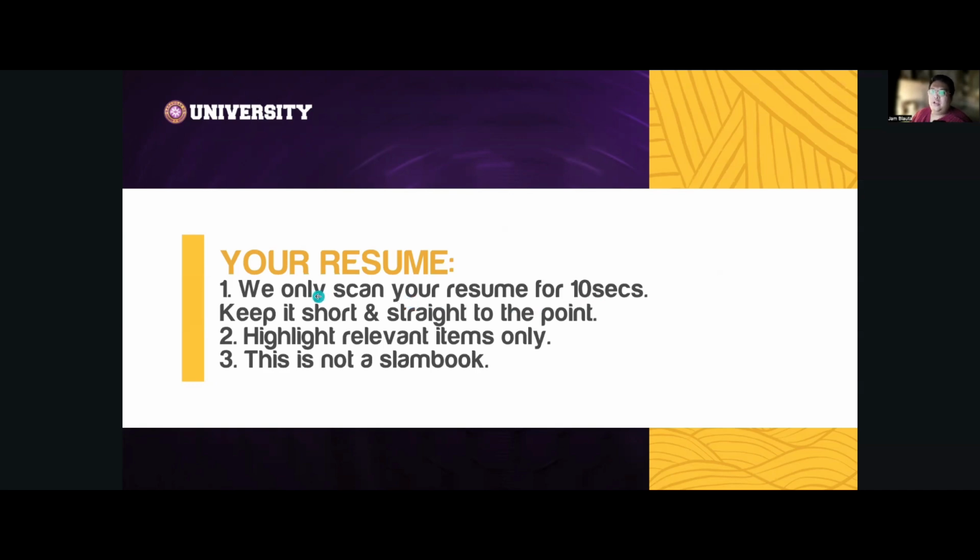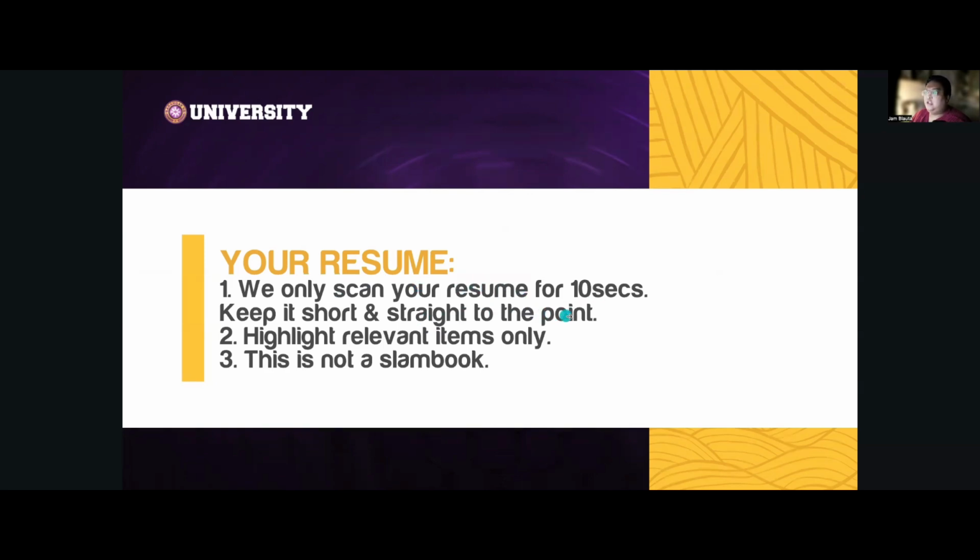So one pager, guys, don't give us like a 5 pager-ish resume. It has to be as short and concise and straight to the point. One look, you know that you are the one who we're looking for. So very important, one pager lang siya. Okay?